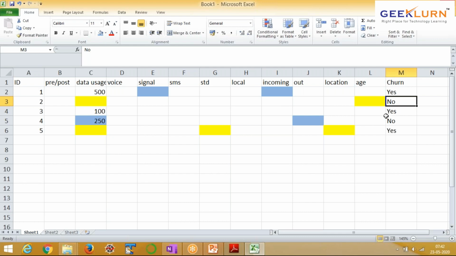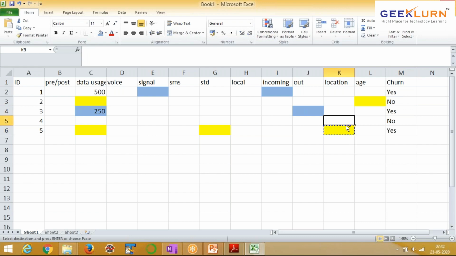Let's say yellow color people are, just a minute, guys, the ones who are leaving the services. Let's make it blue color. Okay. Yeah, now this is fine. So who are leaving the services? Those are blue color. So there will be some common reasons. Maybe this person also has signal issues. Maybe this person also has data usage issues.